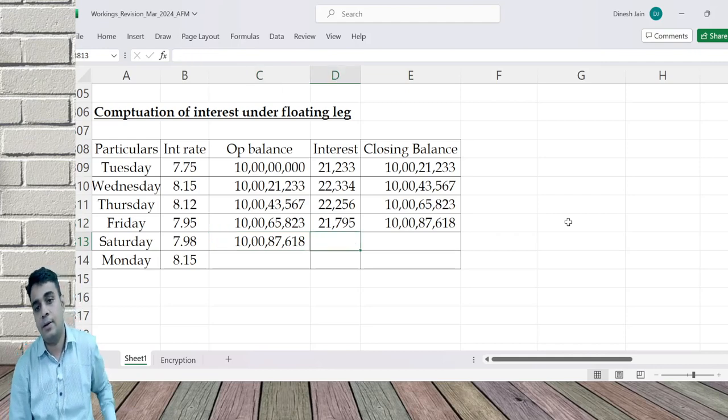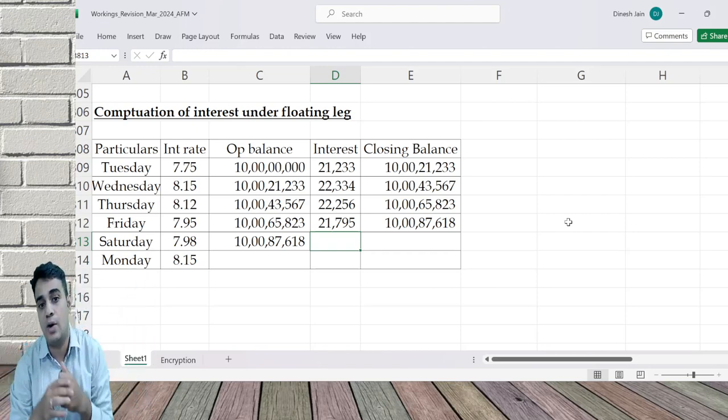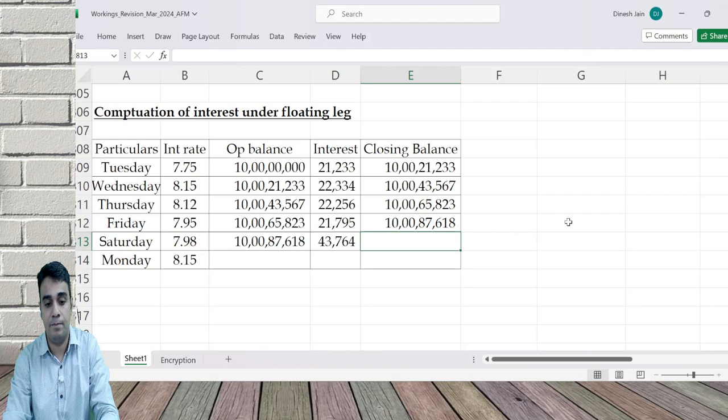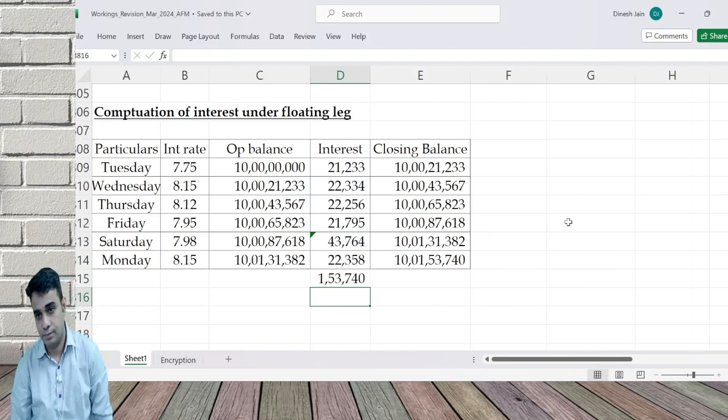Come till Saturday and then wait. On Saturday, because Sunday is a holiday, I'll directly calculate 2 days interest, into 2 by 365. And again then 1 day interest.